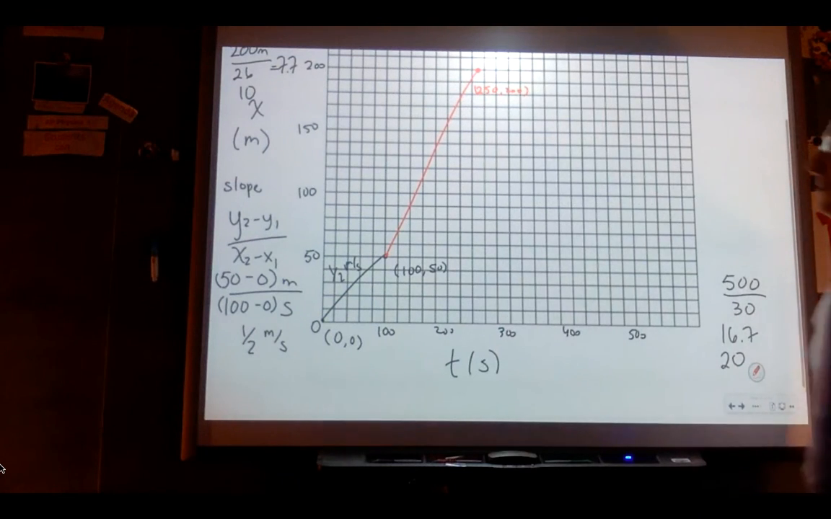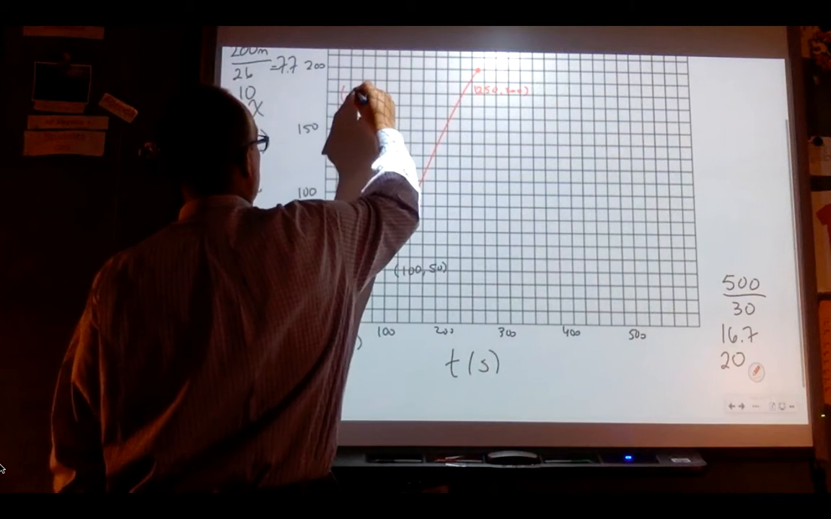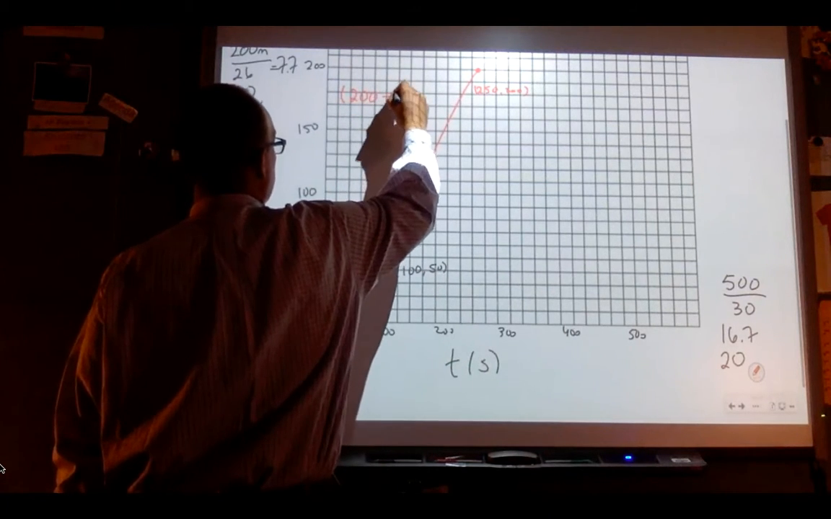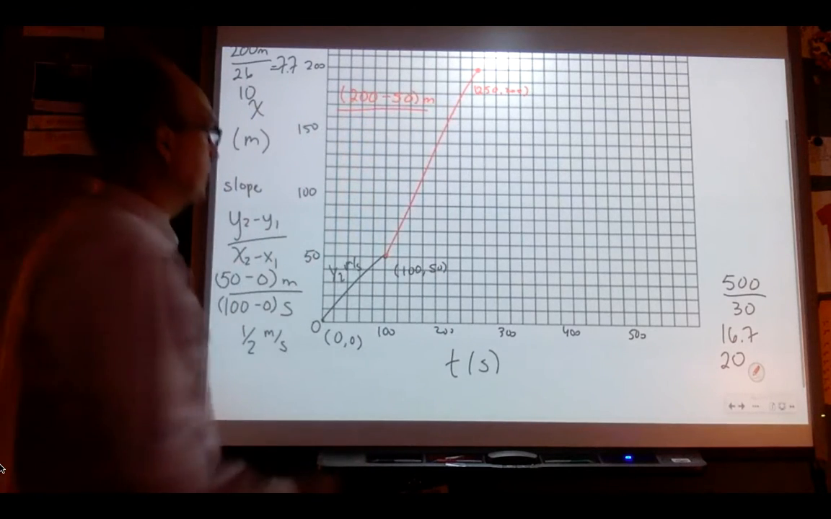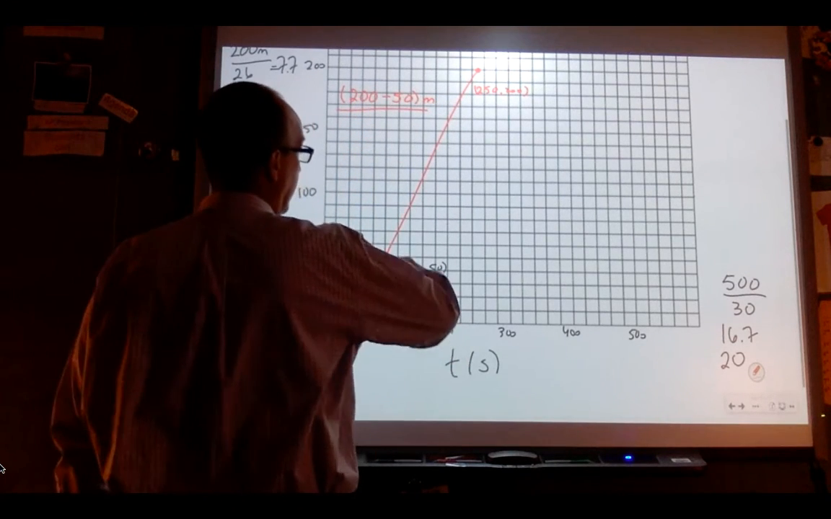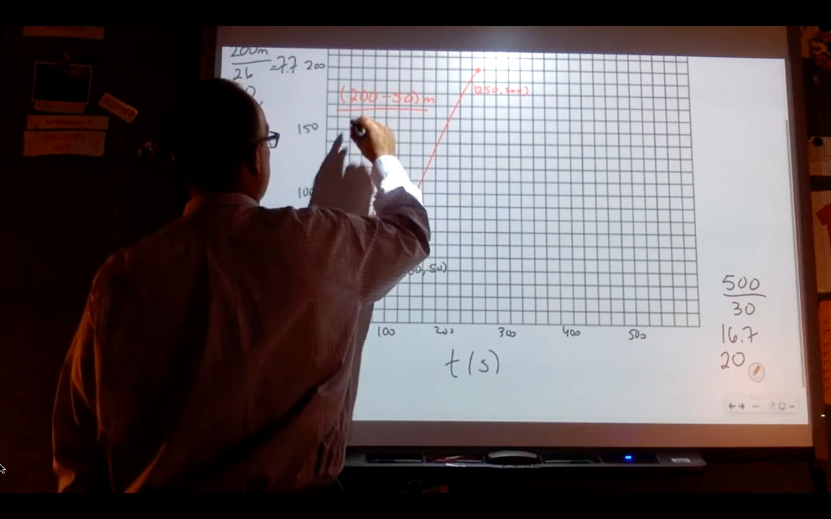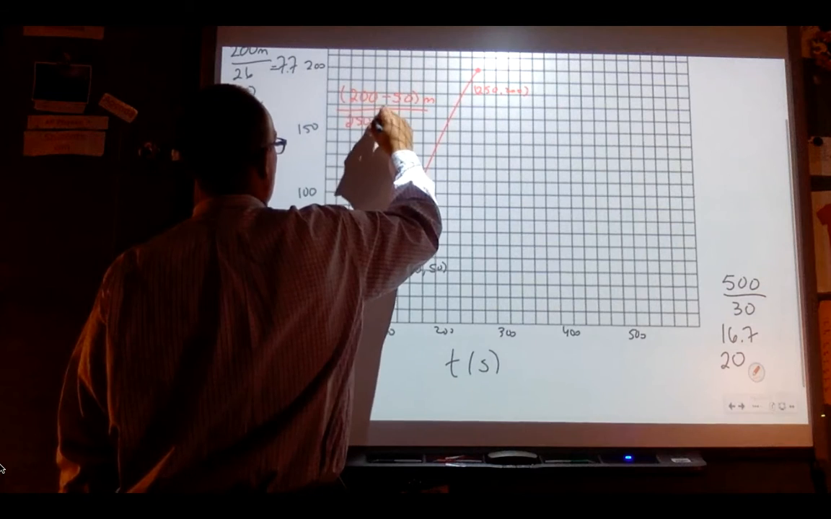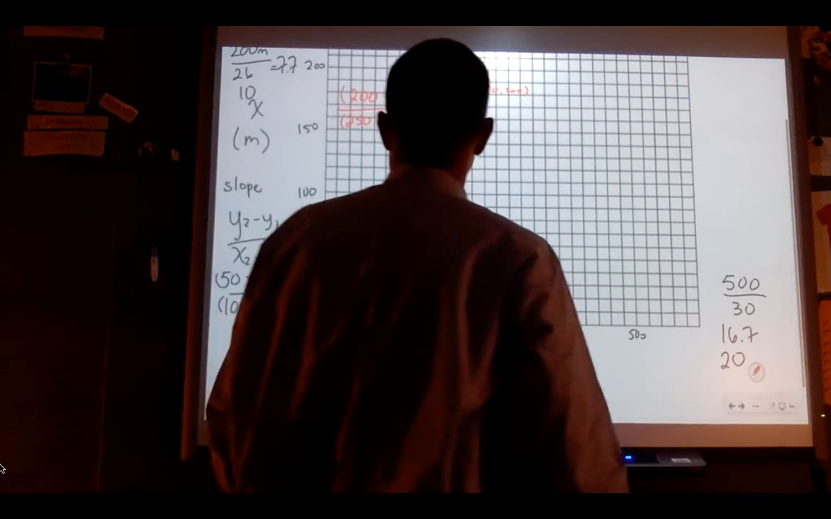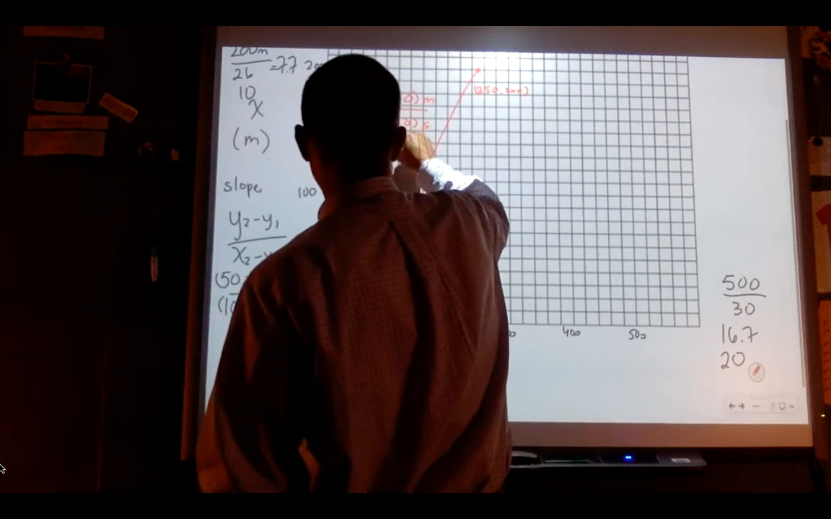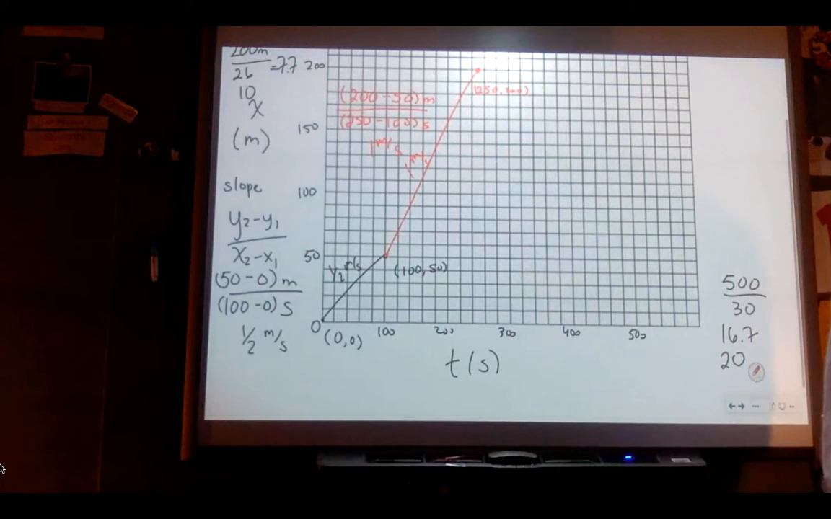I can find out how fast he's going on this increment by finding the slope. He went to 200 meters from 50 meters, so 200 minus 50. And this happened from 100 seconds to 250 seconds, so 250 minus 100. So we get 150 over 150, or 1. So we have 1 meter per second.